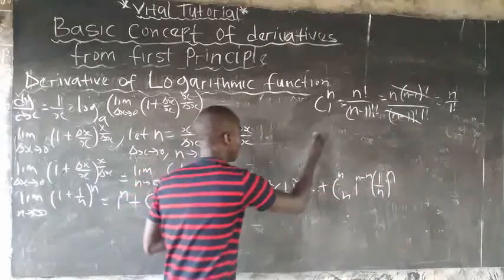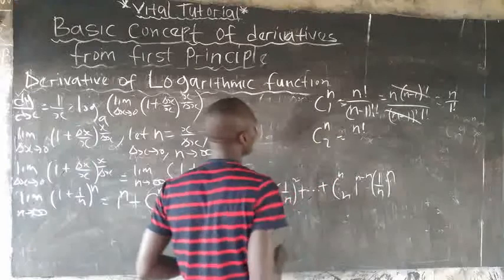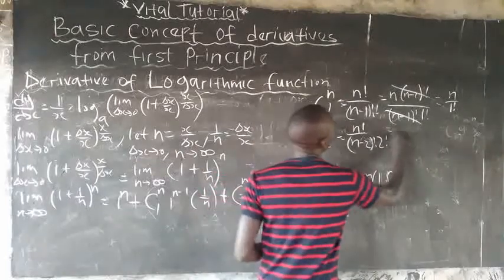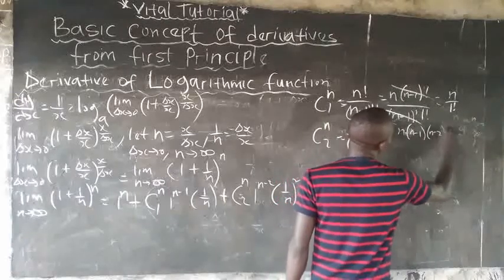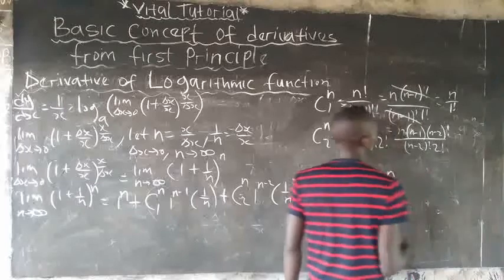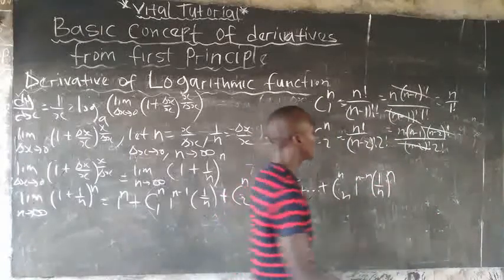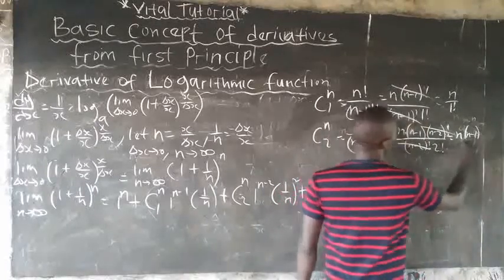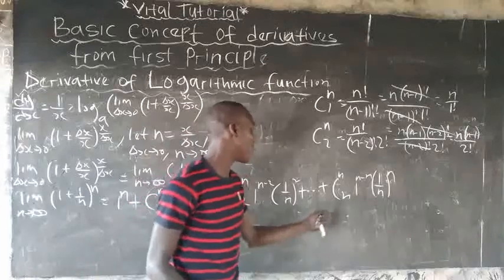Same thing, combination n to 2 will equal n factorial over n minus 2 factorial over 2 factorial, which is nothing but n into n minus 1 into n minus 2 factorial, everything over n minus 2 factorial over 2 factorial. Your n minus 2 factorial will neutralize n minus 2 factorial. Then we'll be left with n into n minus 1 over 2 factorial.